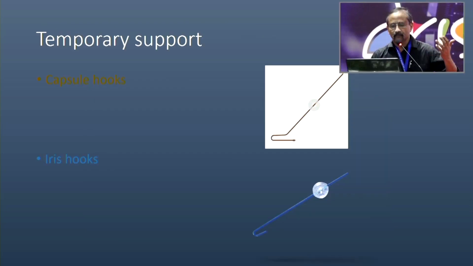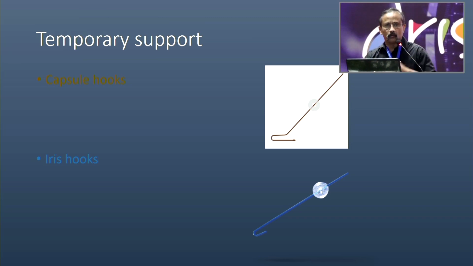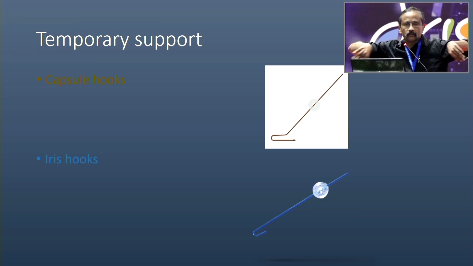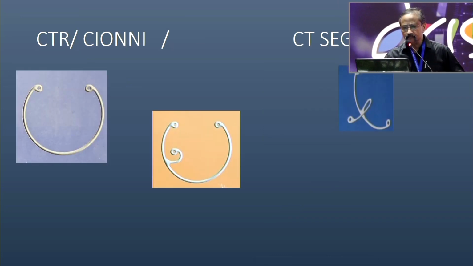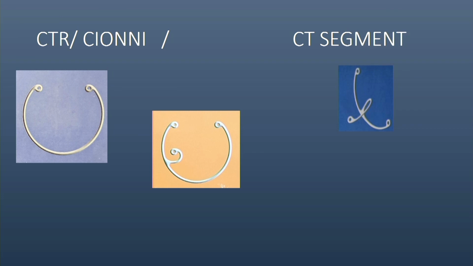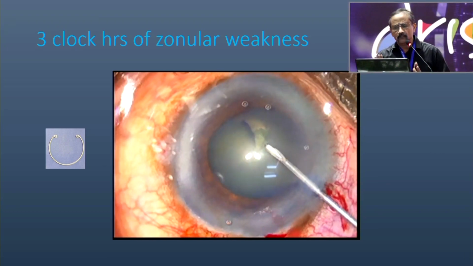Supports for more severe cases, the capsule support intraoperative, and the iris hooks can also be used. The iris hooks, remember, will only hold the anterior capsule, whereas the capsule hooks will hold not only the anterior capsule, but also the equator. It's much better to use a capsular hook. So there are 3 varieties which you use depending upon the type of zonulopathy. We'll start with one eye with 3 clock hours of zonular weakness.